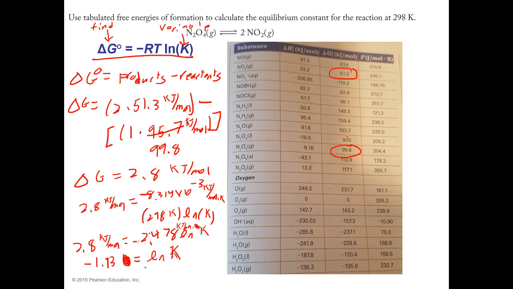As a reminder, to get rid of your logarithm, you raise e to the power of both of these things. So we have e to the negative 1.13, and I'm going to get that K equals 0.323. There's our value for K. So K equals 0.323. So that finishes up, let me make sure, yep, that finishes up everything we have to cover inside of the chapter on thermodynamics.